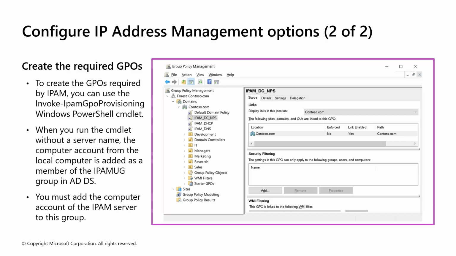To create the required GPOs for IPAM, use the Invoke-IpamGpoProvisioning PowerShell cmdlet. If you run the cmdlet without specifying a server name, the local computer account is added to the IPAM UG group in Active Directory. You must ensure that the IPAM server's computer account is a member of this group for proper operations. These GPOs configure the necessary permissions and firewall rules for IPAM to manage your network infrastructure security.